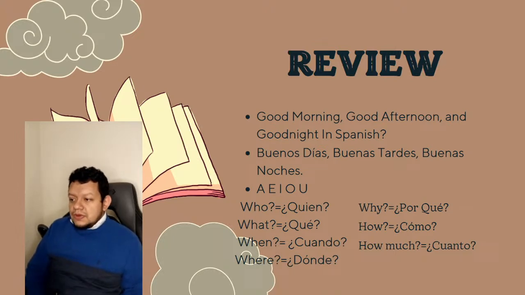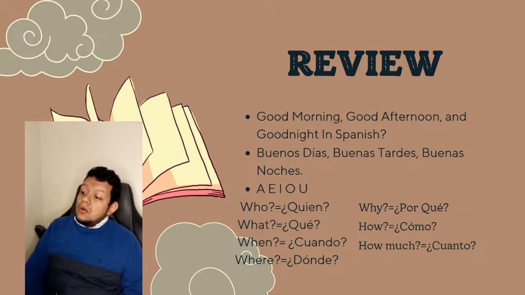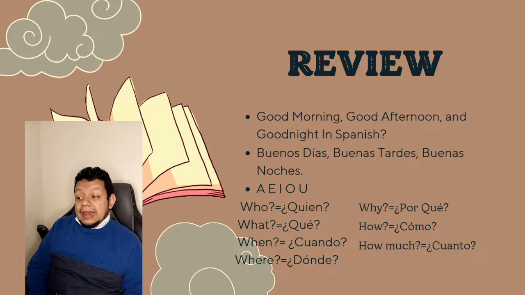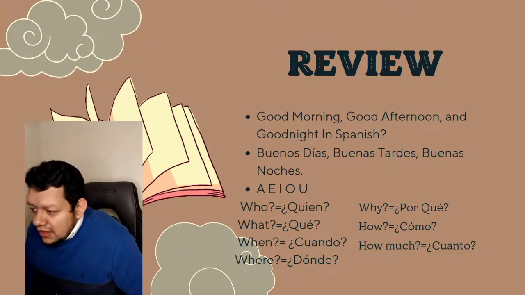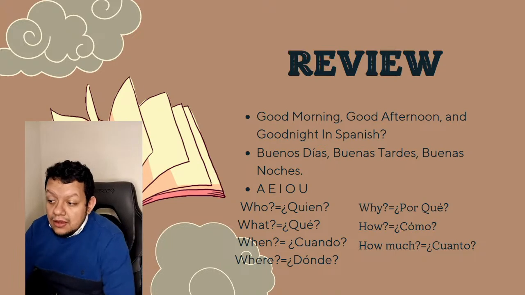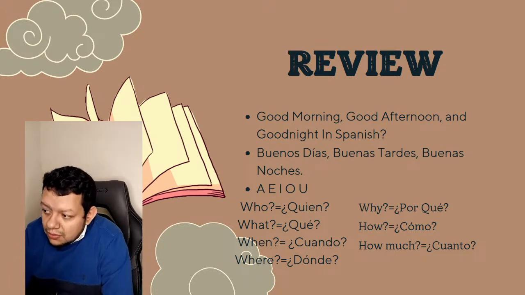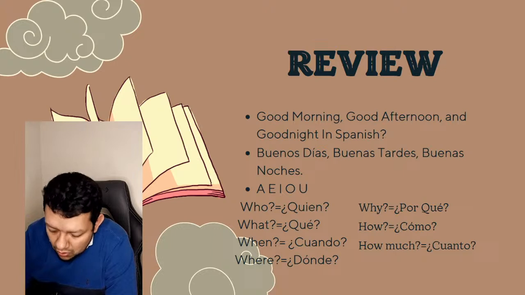So our last review, we talked about how to say who, what, when, where, why, how, and how much. In Spanish, who is quién, what is qué, when is cuándo, where is dónde, why is por qué, how, cómo, and how much, cuánto. ¿Quién, qué, cuándo, dónde, por qué, cómo, y cuánto?